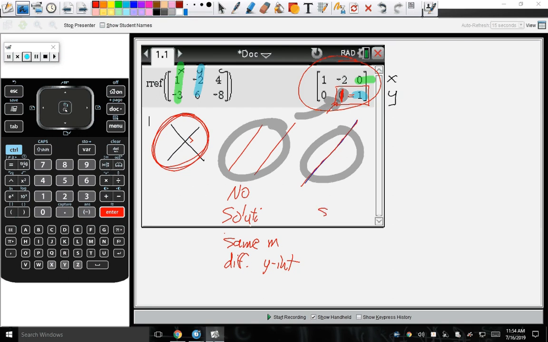These are the same what? Same line, otherwise have the same slope and y-intercept. And you'll see off the questions that we get what I'm talking about on this, okay?